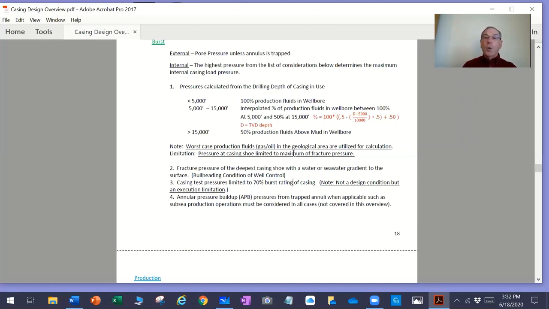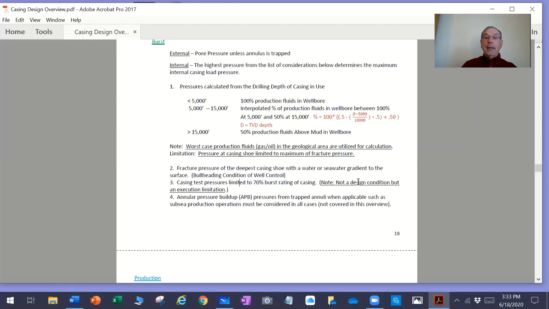So number 2 is the case where you're bullheading available water into your well. If you're offshore, you have seawater. If you're onshore, you have fresh water. So you can bullhead water into the well to control it until you get your barite to the rig, or you come up with an alternative well control plan that you're going to implement. Now, criteria number 3 is actually not a design criteria, but it is a limitation of casing application. Casing test pressures are typically limited to 70% of the burst rating of the casing.